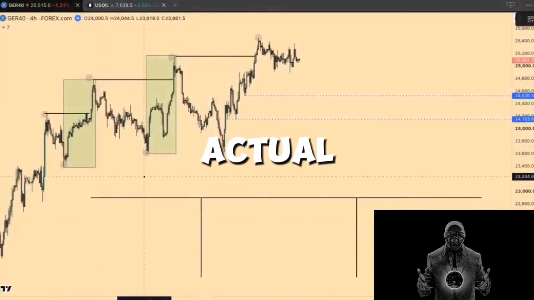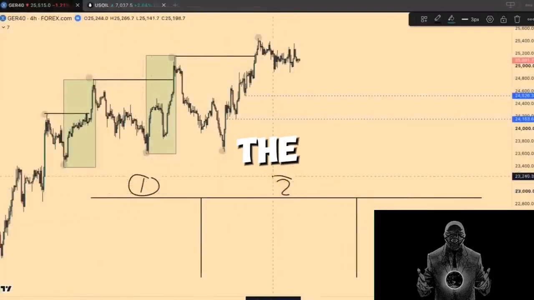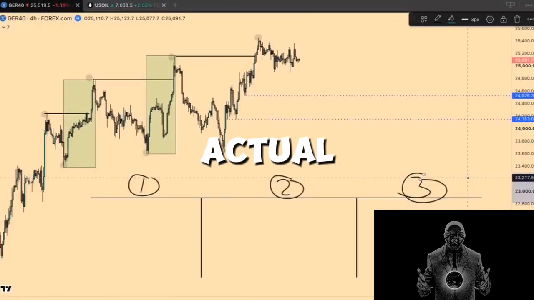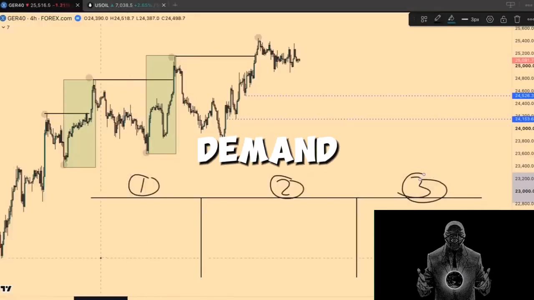Before diving into the actual trade breakdown, let's focus on the 3 different forms of liquidity. And then after that, I'll show you the actual trade and how I combine these 3 different forms into actually taking setups when combined with market structure, supply and demand, and liquidity.